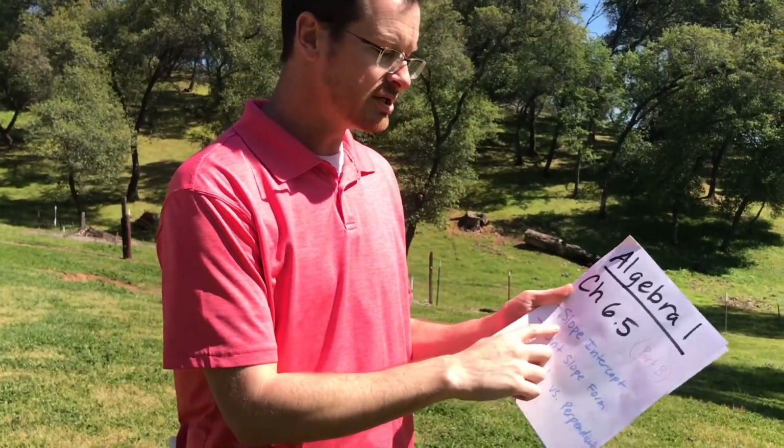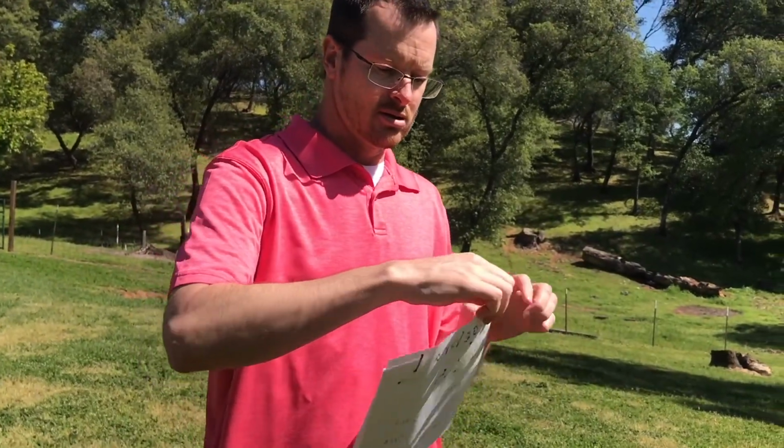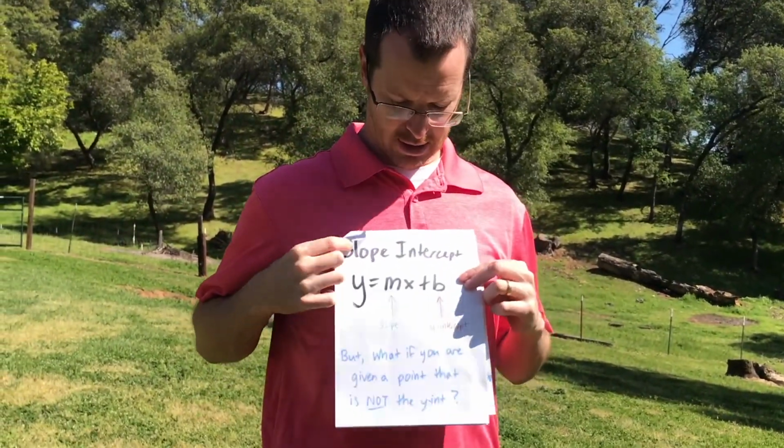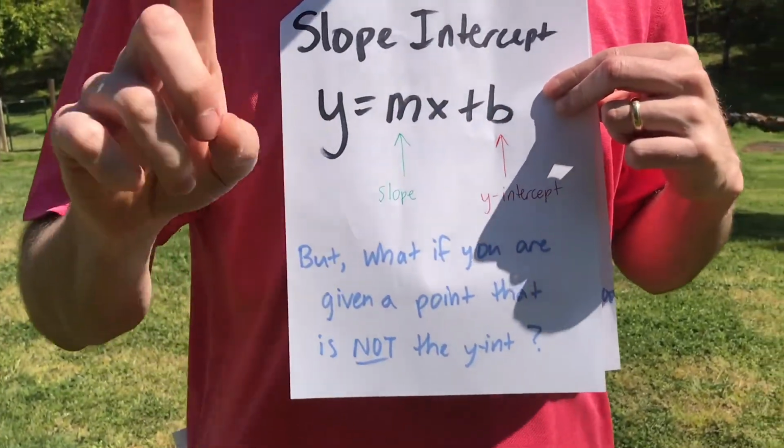So what we're going to do is finish that stuff up today, and we're going to start with a reminder: slope-intercept form is y equals mx plus b. And then I'll explain that, but in the meantime, let's go take a walk and learn about the Landon farm.